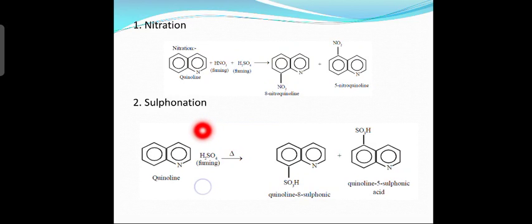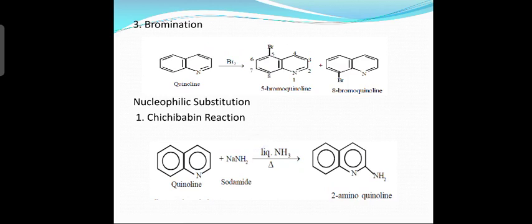So when it is heated with fuming sulfuric acid, we get quinoline 8 sulfonic acid and then quinoline 5 sulfonic acid. Next is bromination. Bromination also gives a mixture of 2 products, that is 5 bromoquinoline and then 8 bromoquinoline.